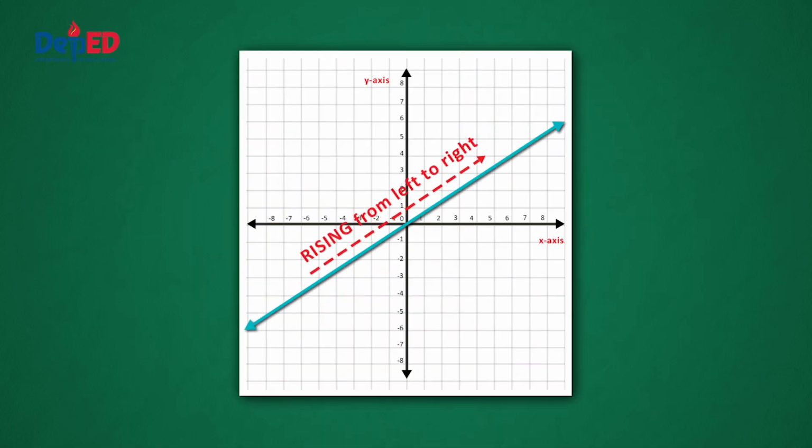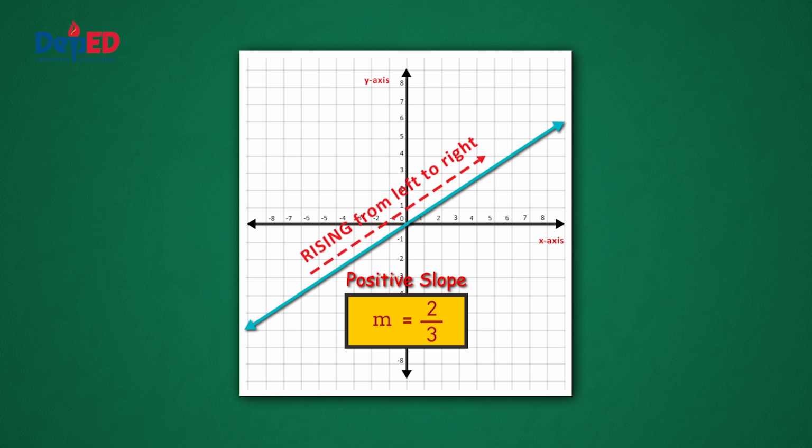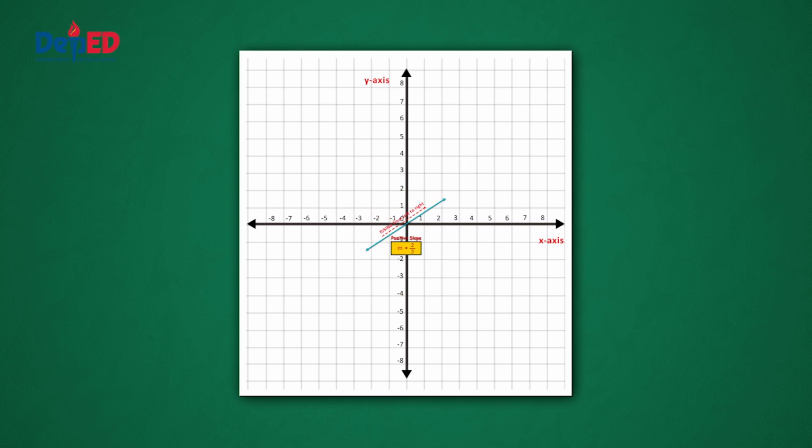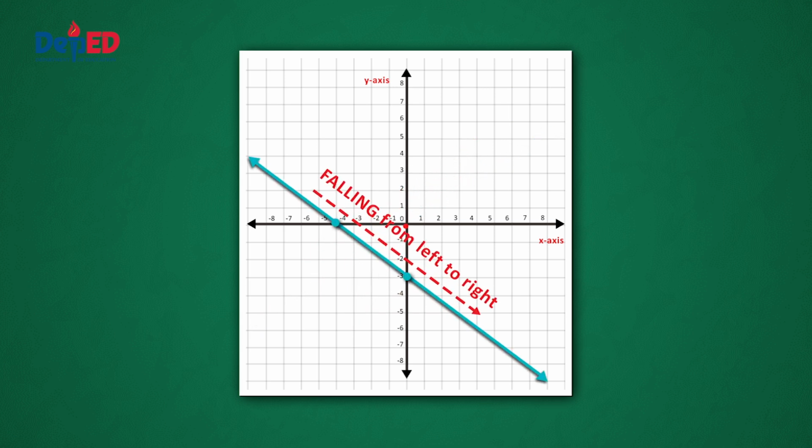Observe that visually, a line rising from the left to the right has a positive slope, and a line falling from the left to the right has a negative slope. This can help you recall the slope given its graph.